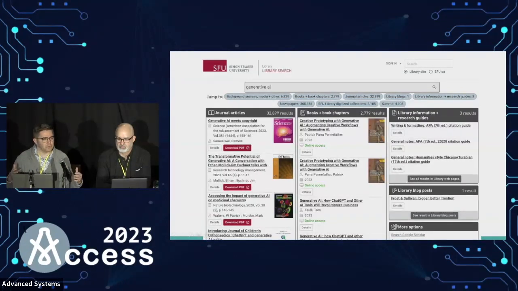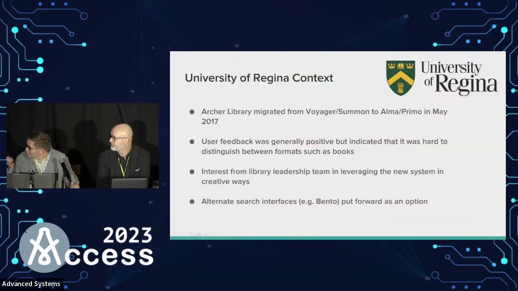because what we're talking about is kind of two traditions that are certainly parallel, and I think with our research partnership, we brought them together a bit. So just to give you a bit of the U of R context, Archer Library migrated from Voyager Summon to Alma Primo in May 2017.